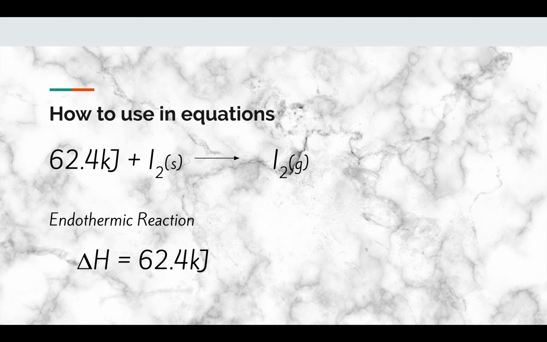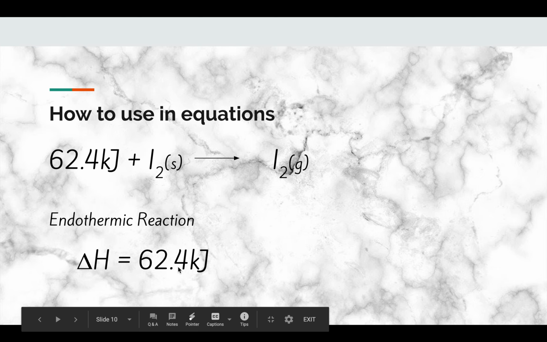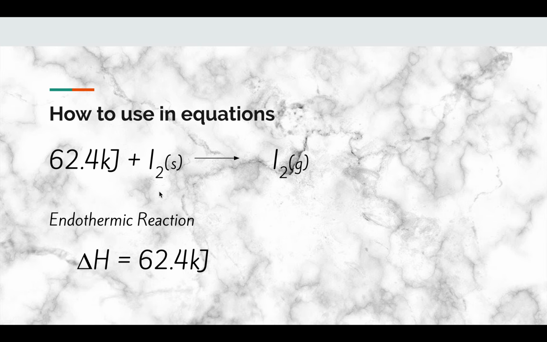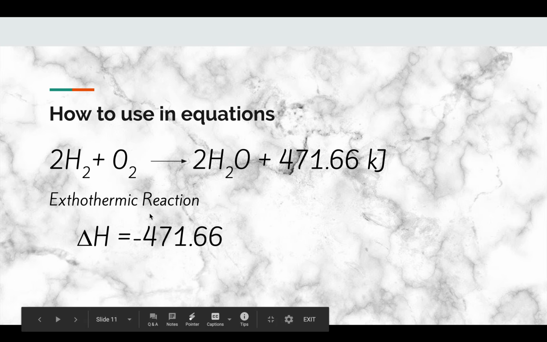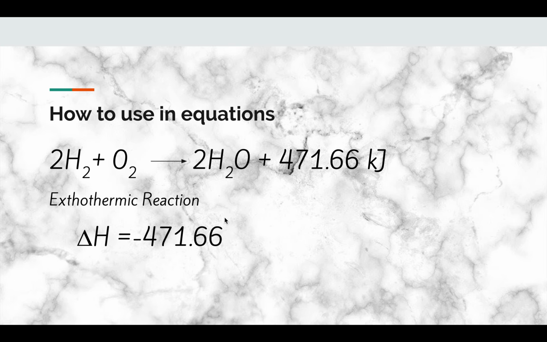And how to use delta H in the equation. You can see that this delta H is given, and it's 62.4 kilojoules. Since it's positive, it would have to go on the reactant side, and that's why it's endothermic as well. As you can see, this delta H is negative 471.66 kilojoules. Since it's negative, it's less than 0, so you have to put it on the product side, and that's why it's plus 471.66 kilojoules.